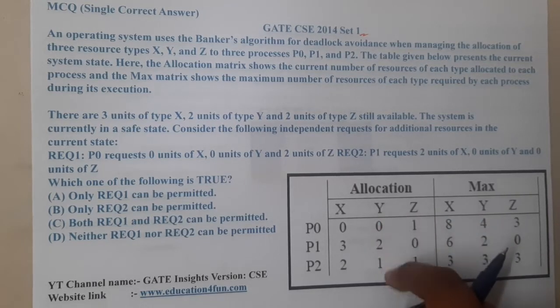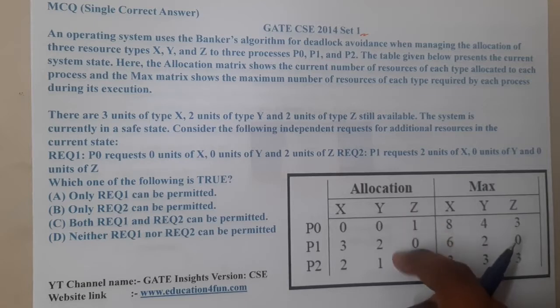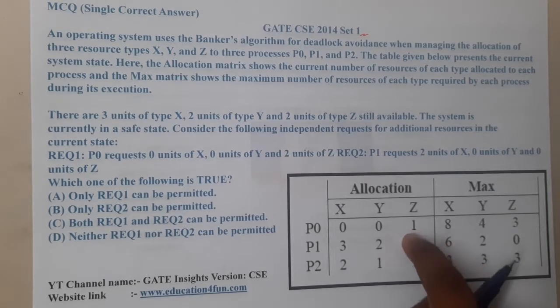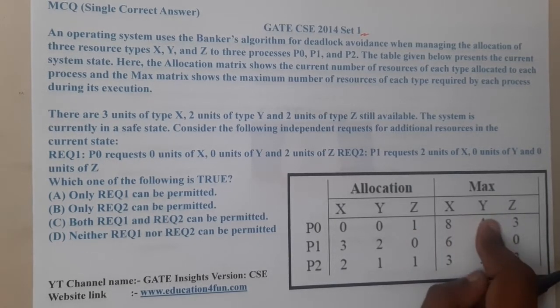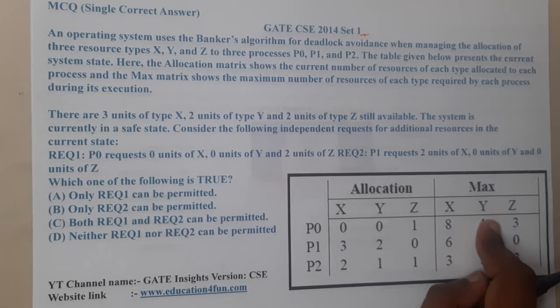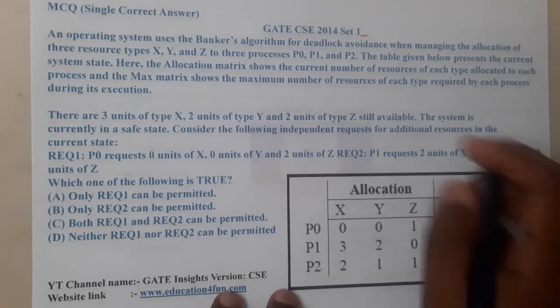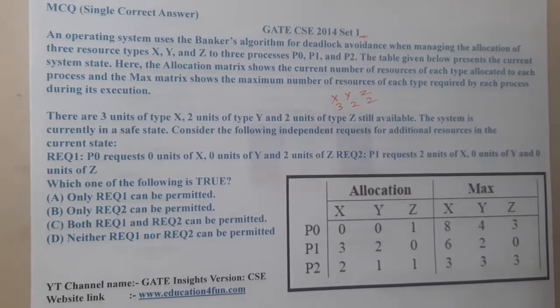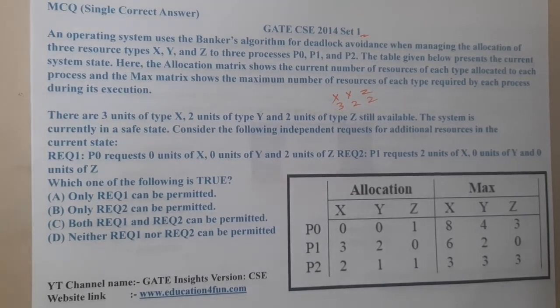In the current system state, the allocation matrix shows the current number of resources of each type allocated to each process, and the maximum matrix shows the maximum number of resources required by each process. There are 3 units of X, 2 units of Y, 2 units of Z still available. So X, Y and Z, 3, 2, 2 are available. The system is currently in a safe state.